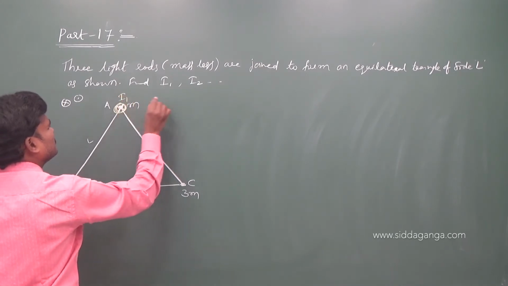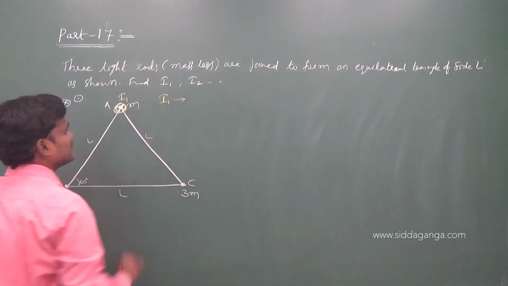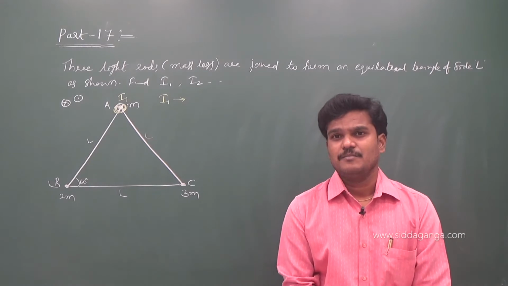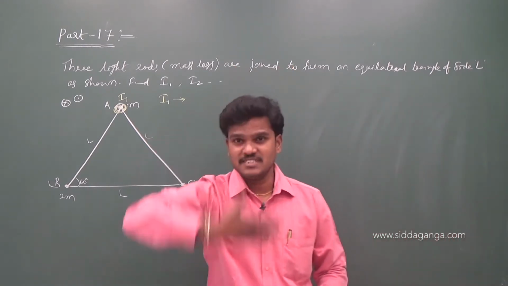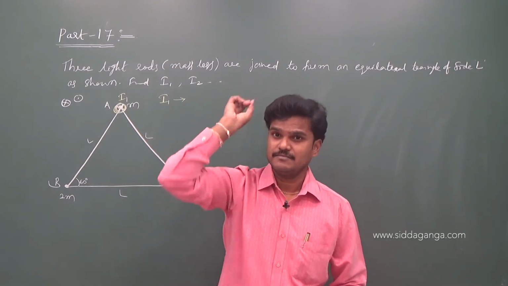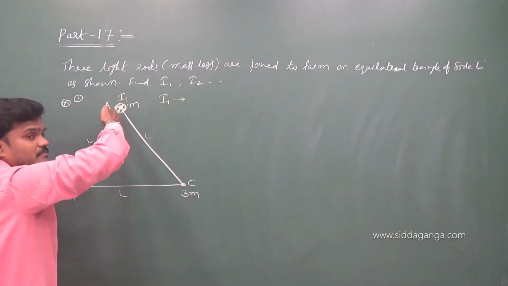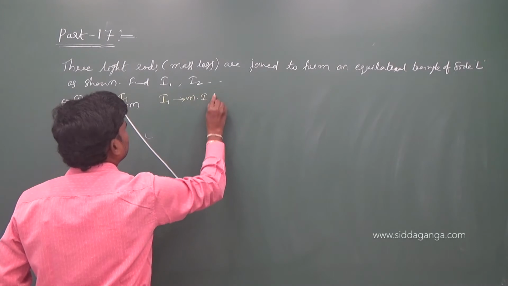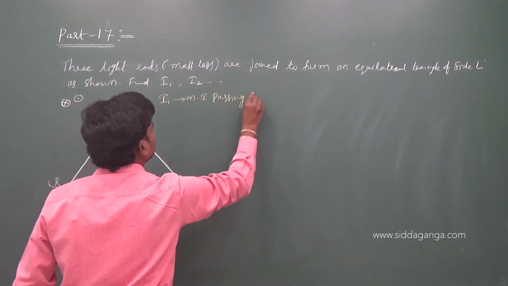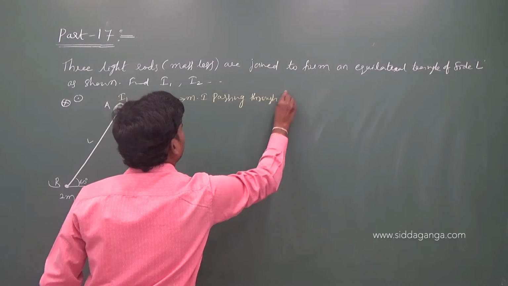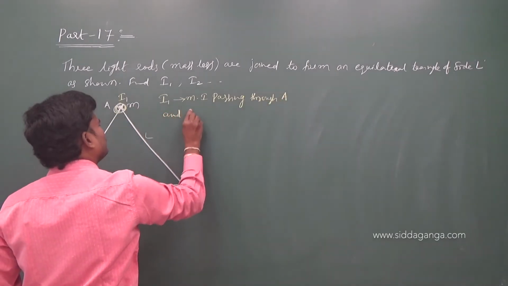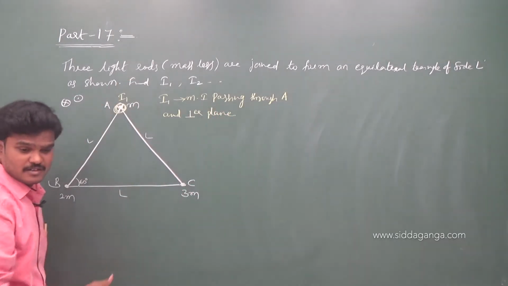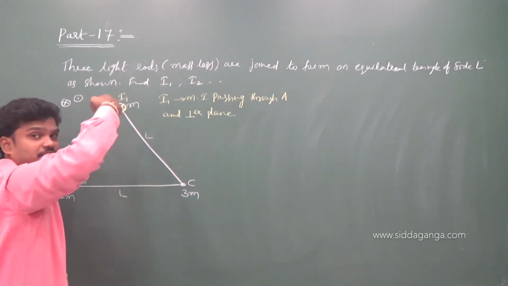This is I1. What is the name of that I1? I1 is the moment of inertia passing through A and perpendicular to the plane. See, this is the plane, and I1 we are finding is inside, in this direction. So keep the name in mind: I1 is the moment of inertia passing through A and perpendicular to the plane. Got this word? Perpendicular to the plane. This is the plane. Now I1 is nothing but, like this, in this direction.